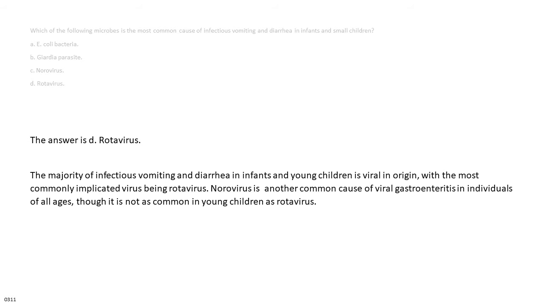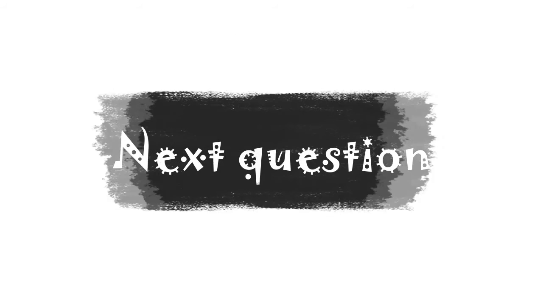The answer is D. Rotavirus. The majority of infectious vomiting and diarrhea in infants and young children is viral in origin, with the most commonly implicated virus being rotavirus. Norovirus is another common cause of viral gastroenteritis in individuals of all ages, though it is not as common in young children as rotavirus.